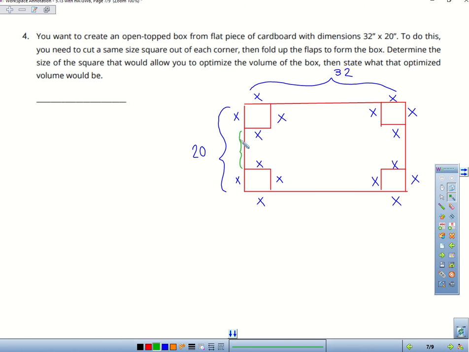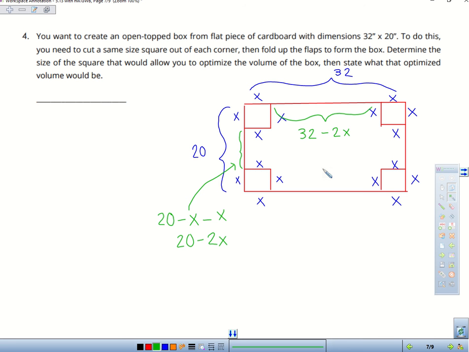So we know the whole thing is 20 and we're subtracting away what? It's 20 minus this x, right? And then minus this x. So 20 minus x minus x is just 20 minus 2x. So you see how we subtracted away those two side pieces to get this piece right here. Now same idea goes for this piece. We want to find the length of this piece. So that's going to be 32 minus what? 2x for each of those box lengths.